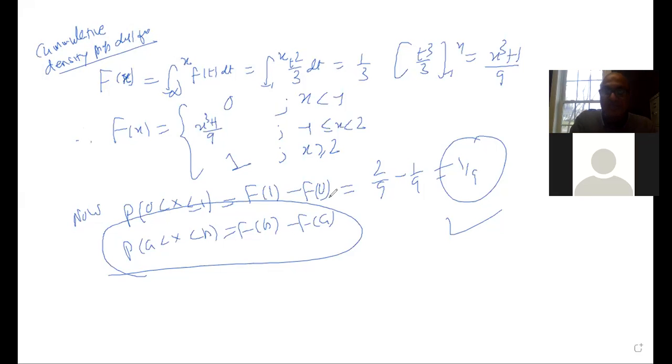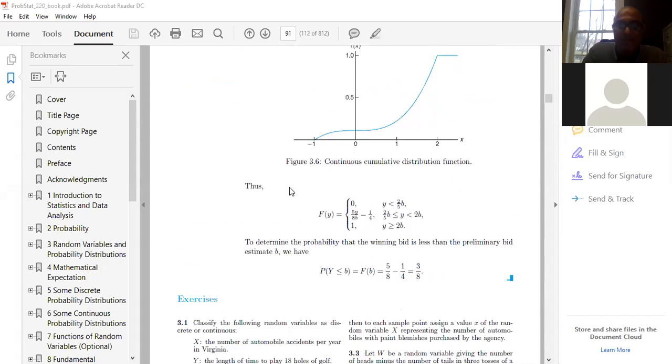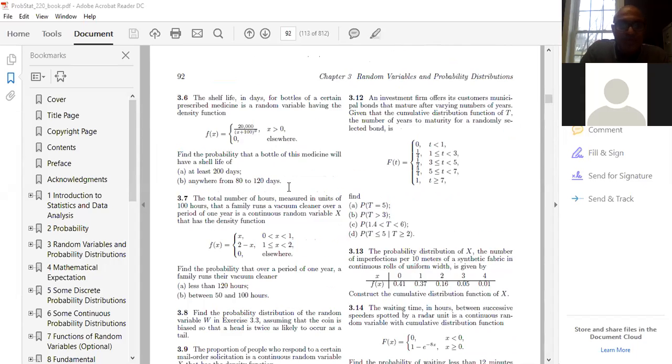Now, this is the book. Let me just save this one. Okay, let me clear this part, stop sharing, and you have a book. Please try to refer to the book. Look over here, guys.